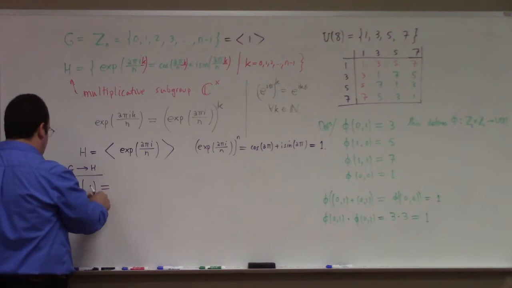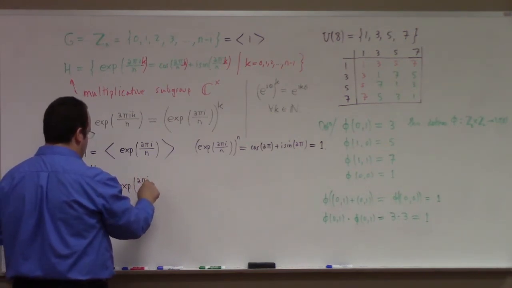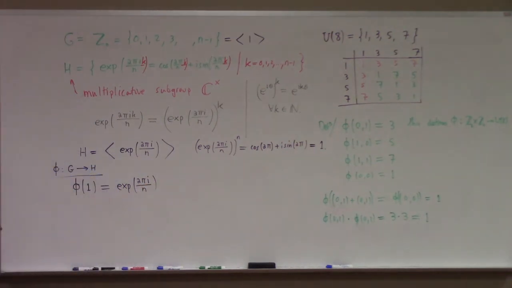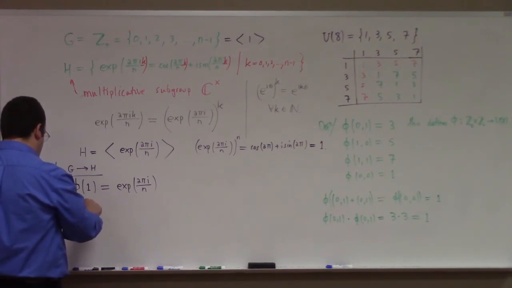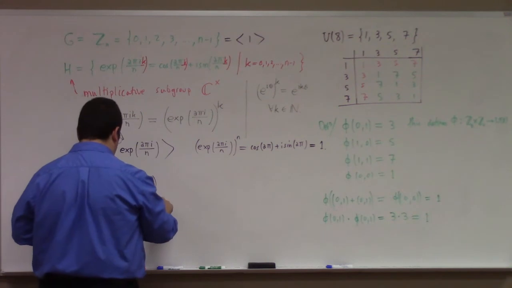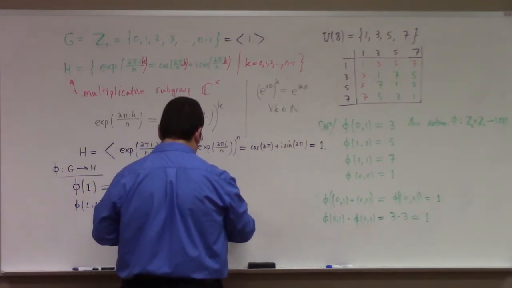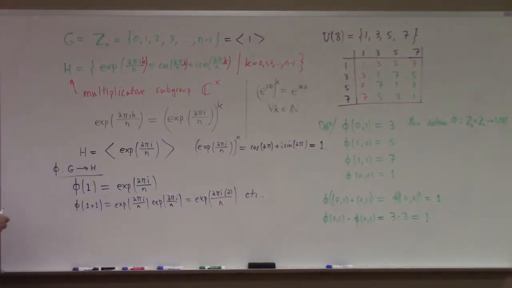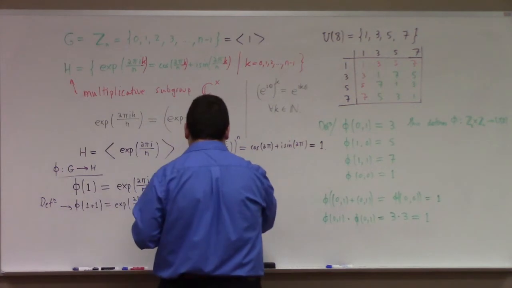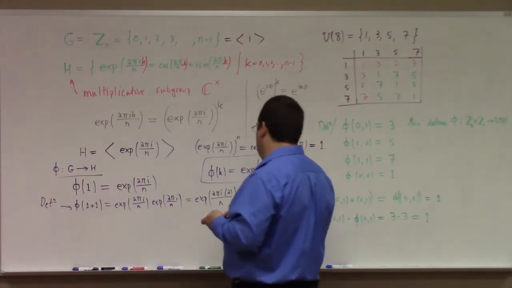Let me define it a different way. We just send 1, the generator, to the generator over here, and then we extend cyclically. So then phi of 1 plus 1 is what? This is still a definition. My point is, the natural definition is just to send generator to the generator and extend from there. So, getting to the point, I would just say phi of k is equal to the exponential of 2 pi i k over n. That would be the definition I gave.